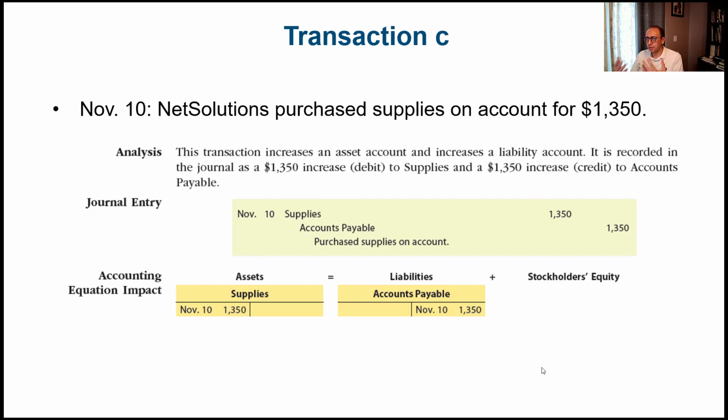So any payable, that's a liability. Any receivable, that's an asset. So when someone promised me to pay me in the future, that's accounts receivable. When I promise someone to pay them in the future, that's accounts payable. So the two accounts are supplies and accounts payable in this case, based on this transaction.